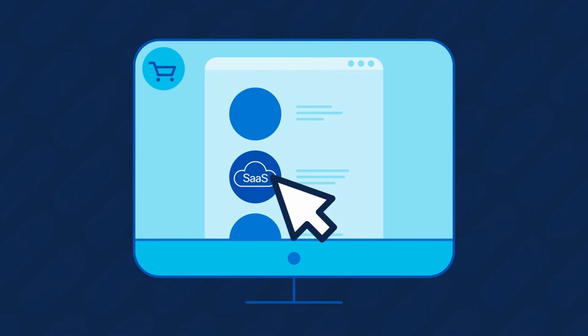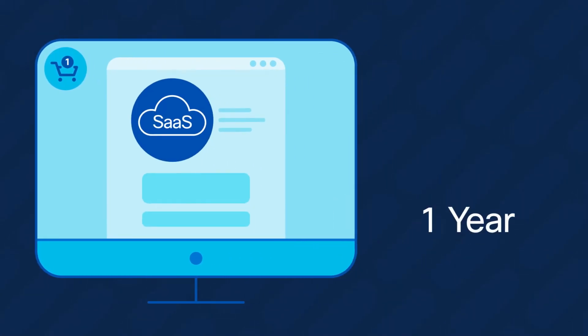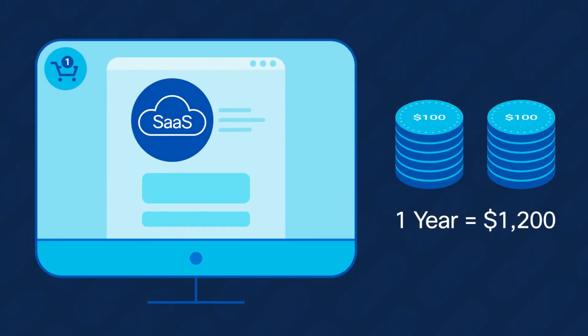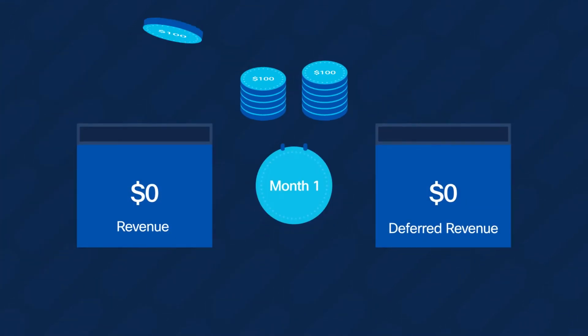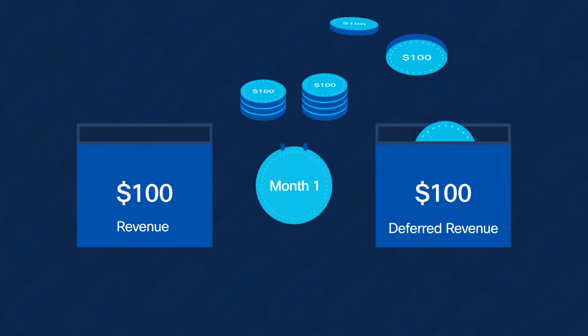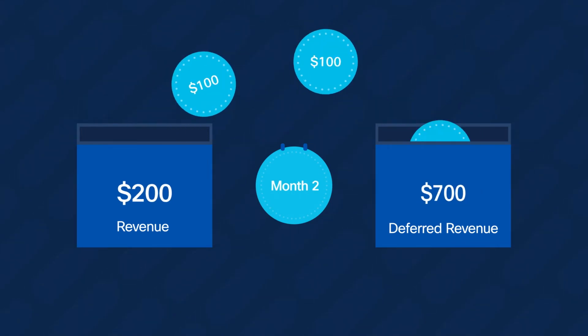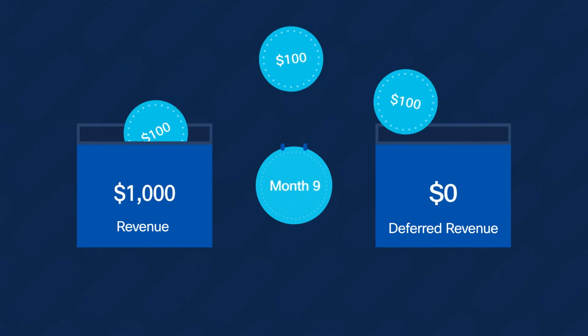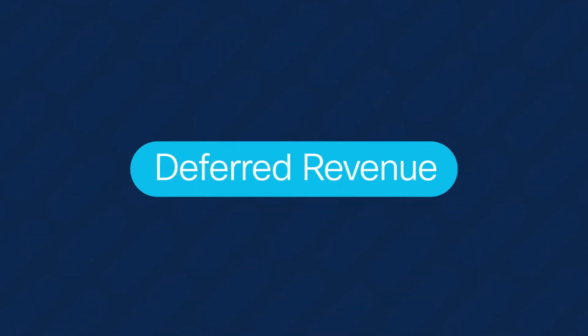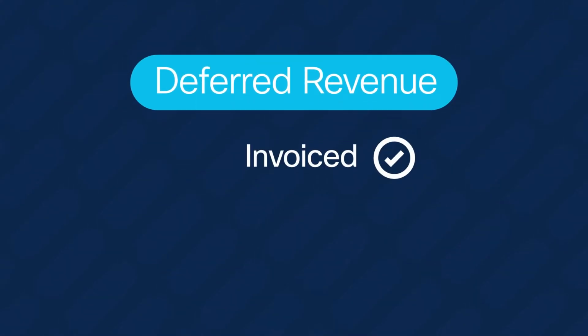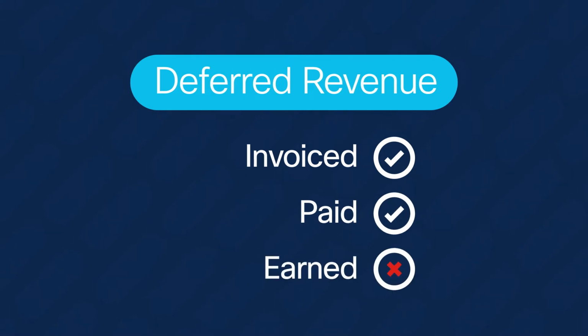Say we sell a software as a service product for a year for a total of $1,200. In month 1, we'll earn $100. The rest goes onto the balance sheet as deferred revenue. Then the cycle repeats every month until the contract is complete. That's deferred revenue. Revenue we've invoiced, which may have been paid, but we haven't yet earned.